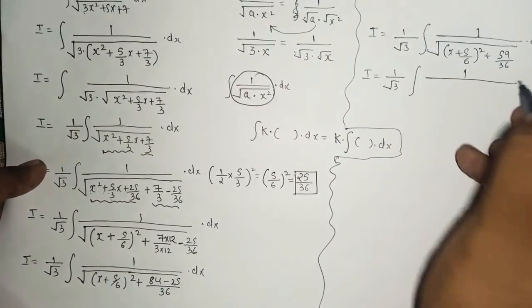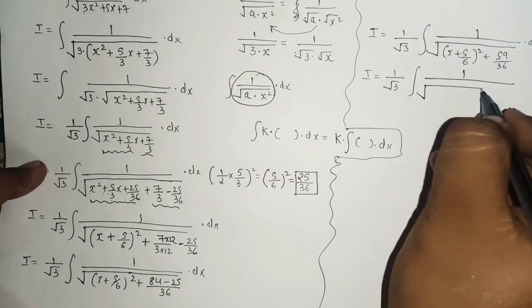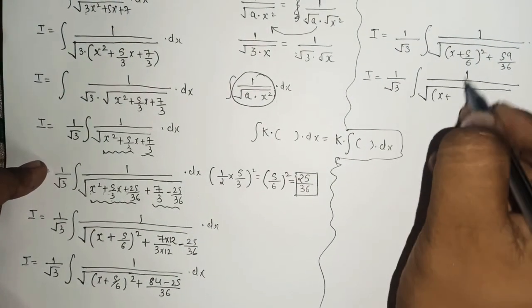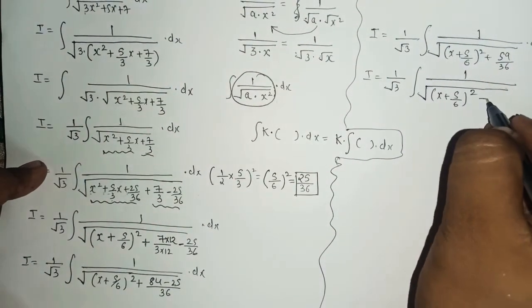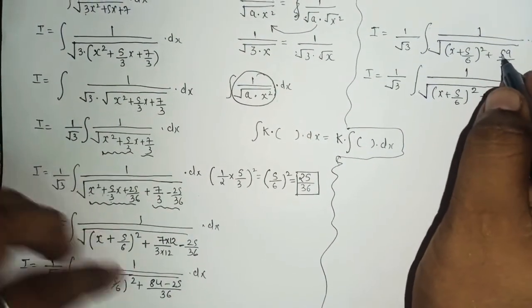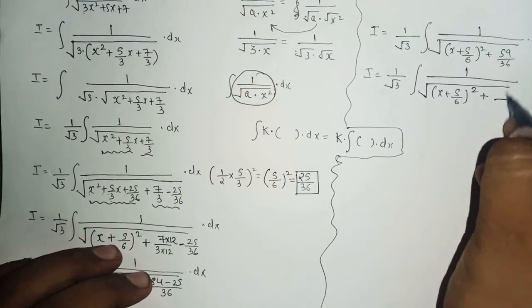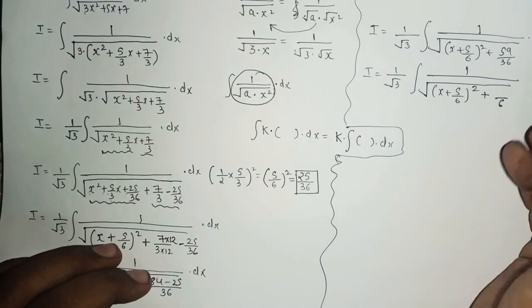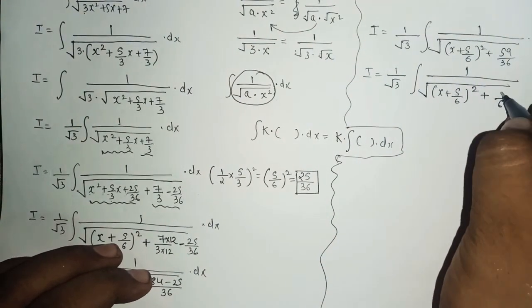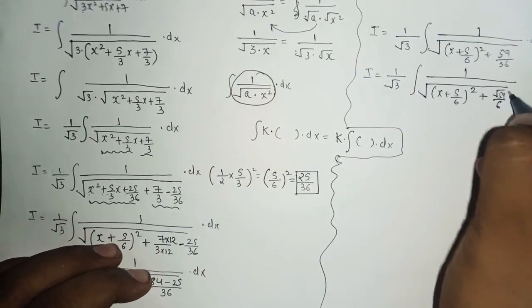As we know that if this section is in whole square form, we have to write this number also in whole square form. So the square root of 36 is 6, and the square root of 59, I guess, is not there, so we can write this 59 as root 59 the whole square.